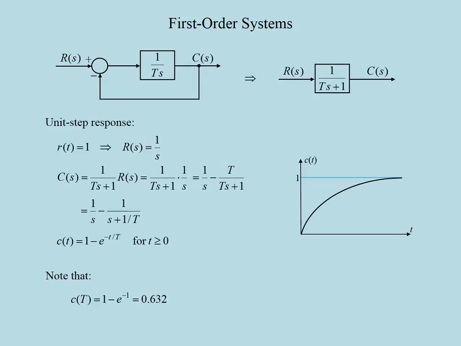Firstly, the output reaches about 63% of its final value in capital T seconds. Also, its initial derivative is equal to 1/T. Finally, after 4T seconds, the difference between the reference input and the output becomes less than 2%. All these observations show us that the parameter T determines the shape and rate of the response. That's why it is called the time constant of the system.